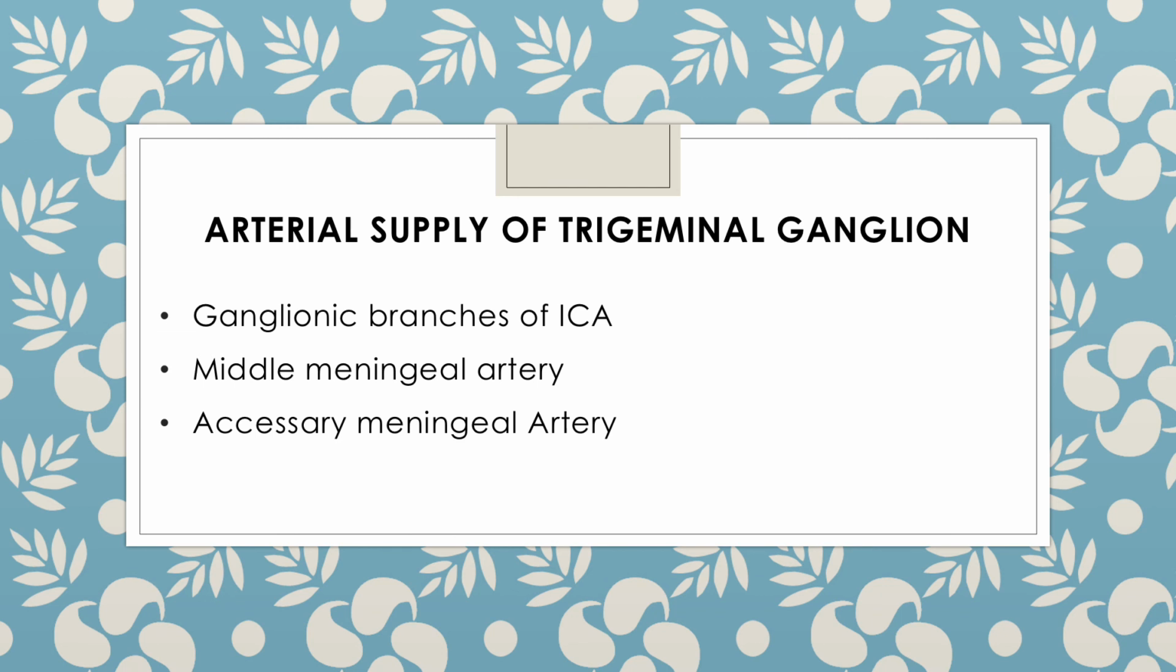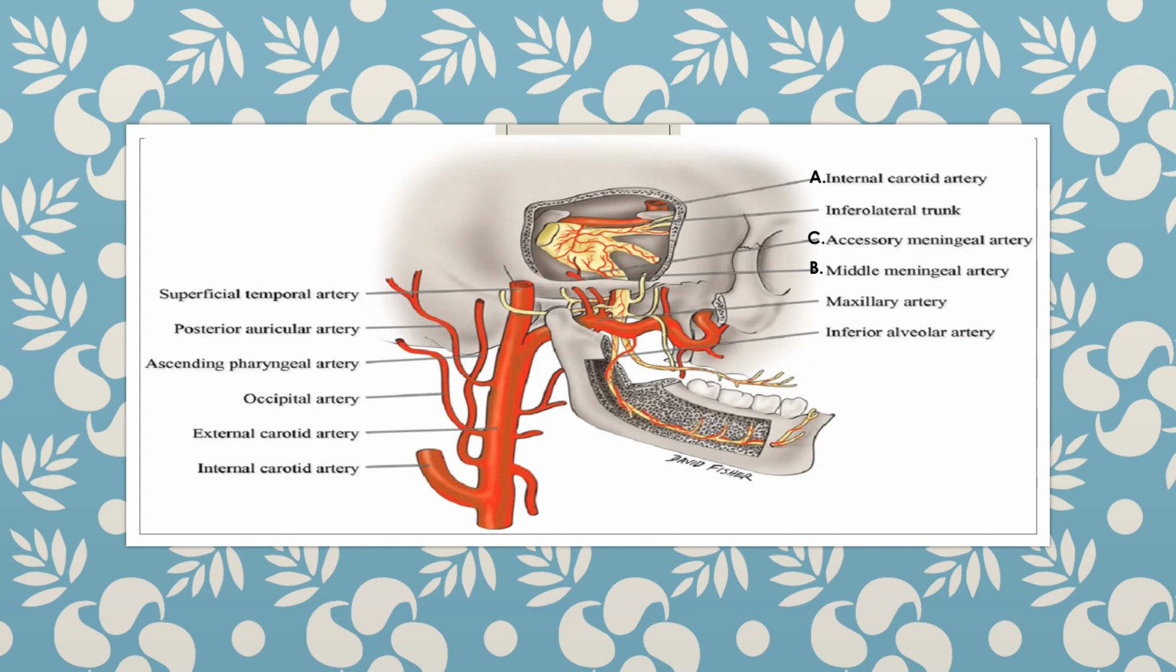Now we come to the arterial supply of the trigeminal ganglion. This ganglion is supplied by three sources. They are labeled as A, B and C. You can appreciate here the internal carotid artery present on the lateral side of the body of the sphenoid within the cavernous sinus. Ganglionic branches come from this artery to supply the trigeminal ganglion, then the middle meningeal artery also gives ganglionic branches to the trigeminal ganglion.